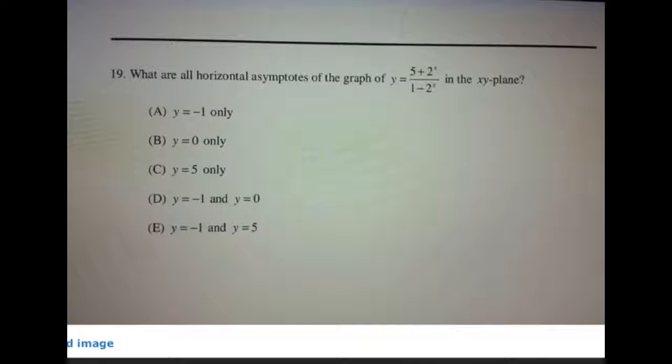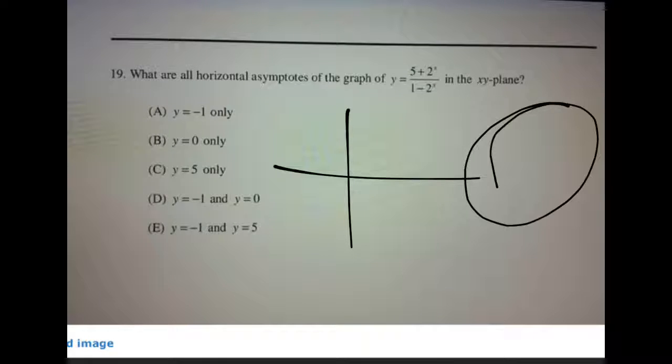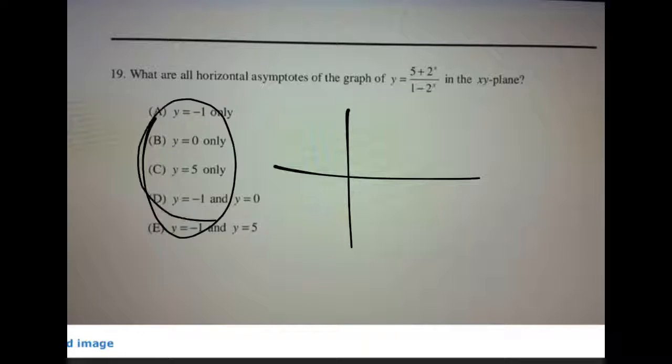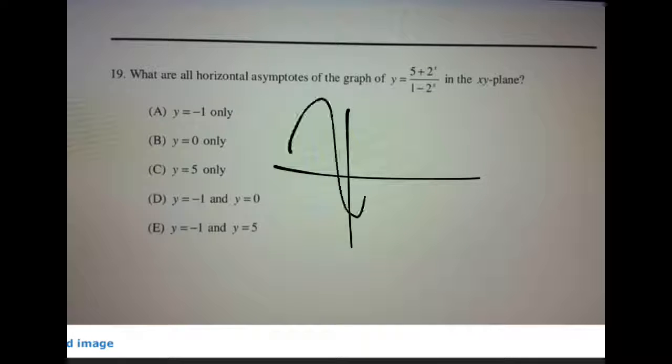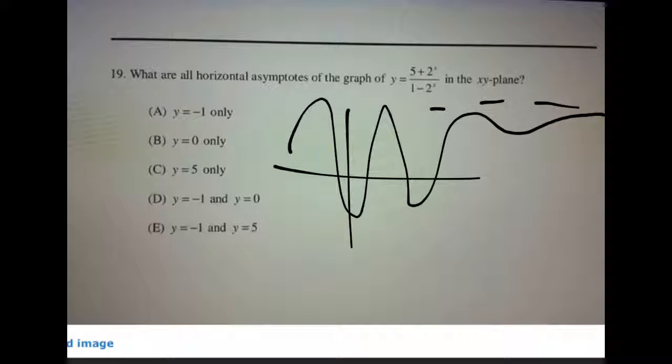All right then. To find horizontal asymptotes, first of all, just to explain, horizontal asymptotes only matter way out into the far right and the far left of your graphs. The function can do anything it wants in the middle, but then maybe it approaches some asymptote.